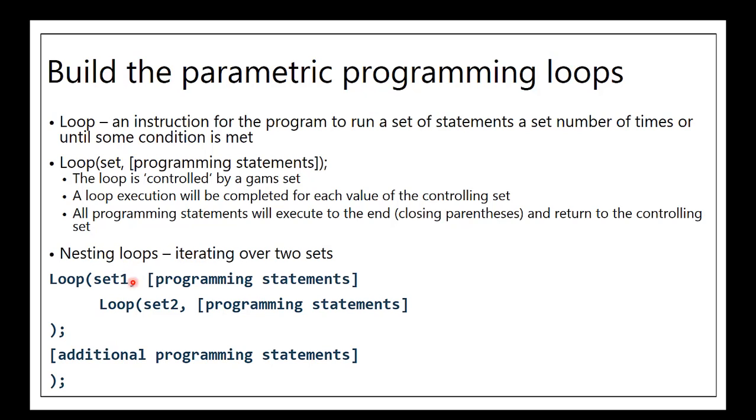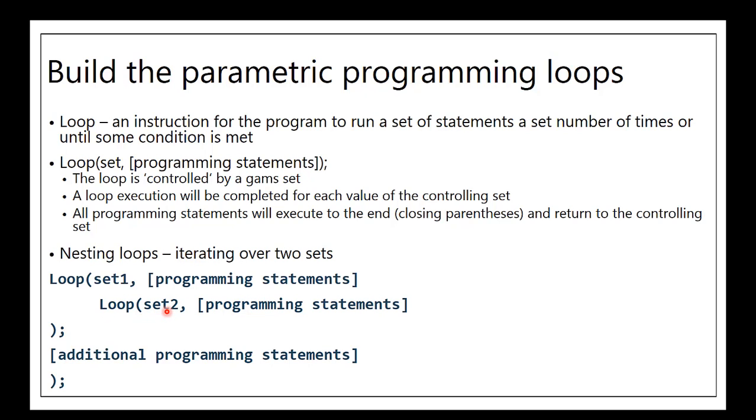The first loop, controlled by set 1, has programming statements, and part of those programming statements are another loop, right? So inside of the first loop are these programming statements plus the introduction of a new loop. And when you get inside the second loop, this becomes the controlling set. Execute all of our programming statements inside of this loop. Don't move back out until you've finished the controlling set 2.